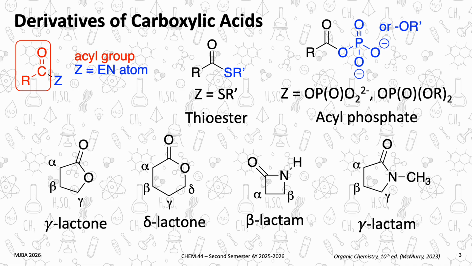Similar to ester, amides can also be found in a cyclic form, and these are called lactam. Similar notation is also assigned for amides depending on the number of carbons in the ring. So this is a beta-lactam, whereas this 5-membered ring with 3 carbons is a gamma-lactam.